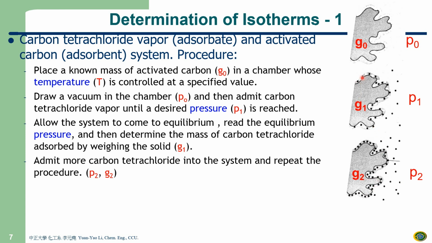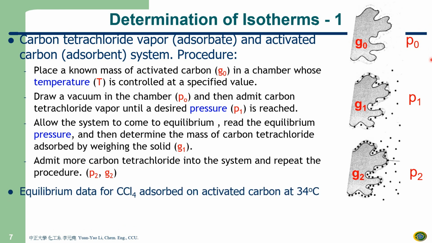So if you want to know the amount of the absorption, that will be G1 minus G0, right? Or that will be G2 minus G0, right? So you can do P3, P4, P5, P10, right? This is called equilibrium data for carbon tetrachloride absorbed on the activated carbon at 34 Celsius. So this system will keep the temperature at 34 Celsius.